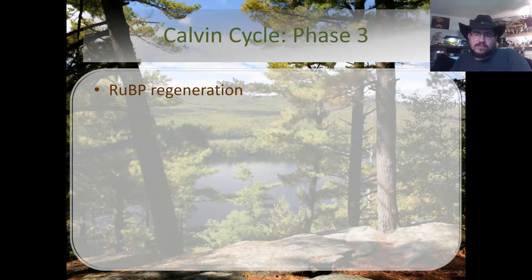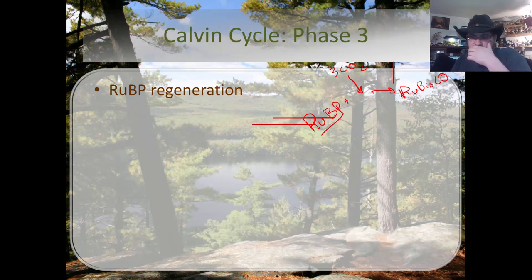Phase 3 is RUBP regeneration. So in RUBP regeneration, right, because remember at the beginning of the Calvin cycle, we had RUBP plus the 3 CO2 entering the system producing Rubisco. Right? Well, we have to have a constant supply of RUBP. So we'll ignore the breaking down into 6 molecules. We'll ignore the drawing up of reduction, and we'll just draw up our 6 G3P.